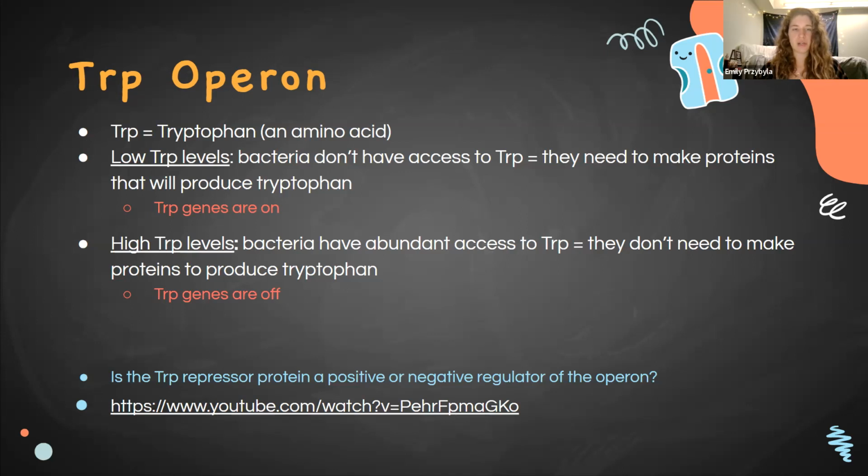So is the trp repressor protein a positive or negative regulator of the operon? Does anyone want to put their answer in the chat or shout out? Is the trp repressor protein a positive or negative regulator? Negative. Yes, it is negative. If we're repressing, then we're stopping it. We make less transcript. That would be a negative regulator. That's awesome. And then this is a really helpful YouTube video that is linked if you want to watch it, if it's easier to visualize.